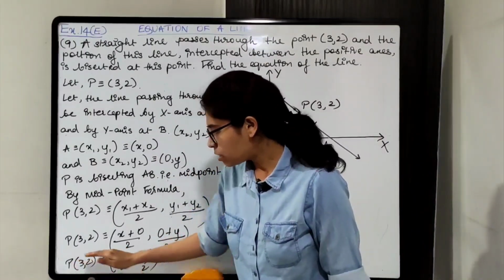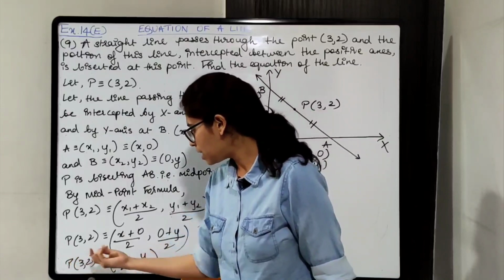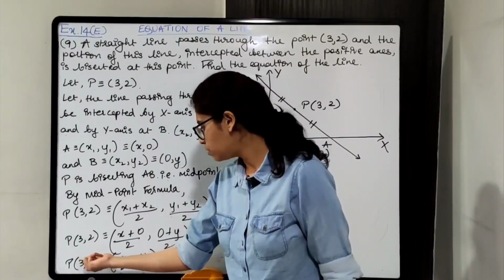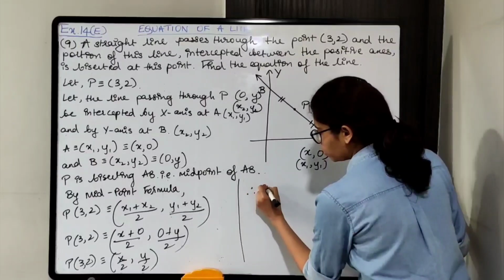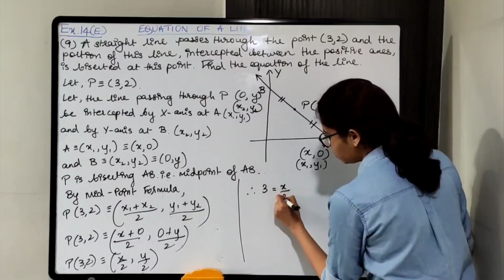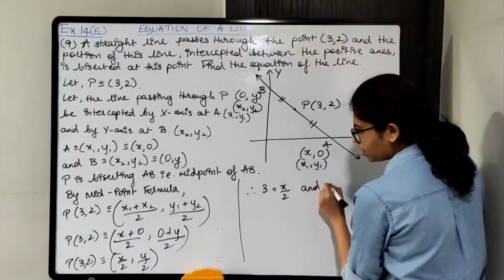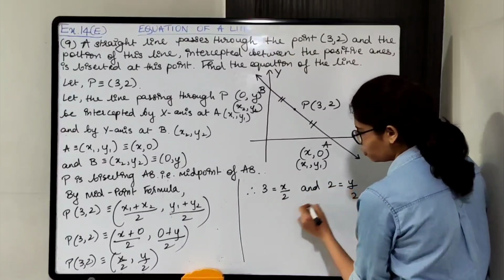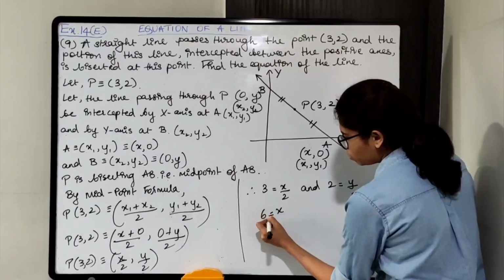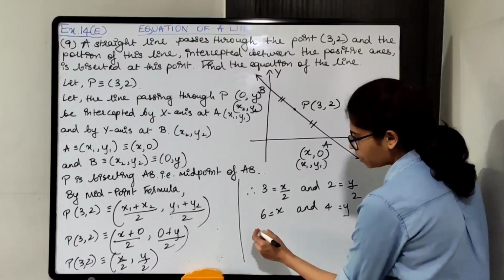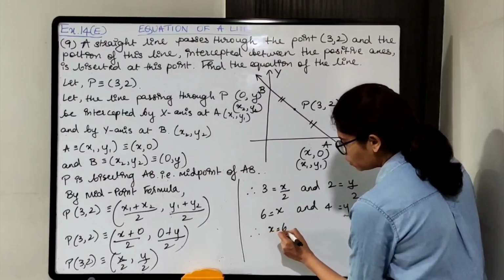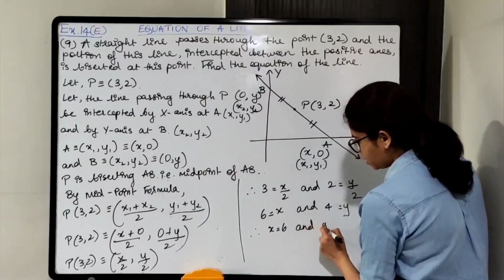The x and y coordinates both will be the same. So 3 is equal to x upon 2 and 2 is equal to y upon 2. So x is equal to 6 and y is equal to 4. Switch the sides. x is equal to 6, y is equal to 4.